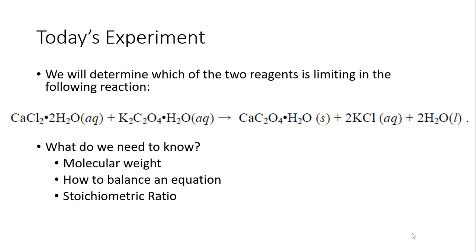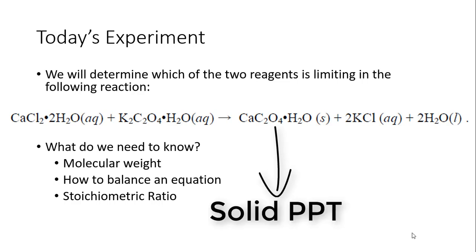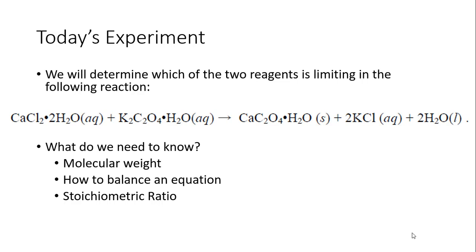So in today's experiment, we're going to take calcium chloride dihydrate, react it with potassium oxalate hydrate, and in that reaction, we're going to generate calcium oxalate and then potassium chloride and water, right? But the calcium oxalate is insoluble in water, so when that reaction is happening, you're going to see the calcium oxalate start to precipitate, right? So we need to know the molecular weight of everything so that we are able to calculate the number of moles, and the molecular weight is simply the mass of all of your atoms together.